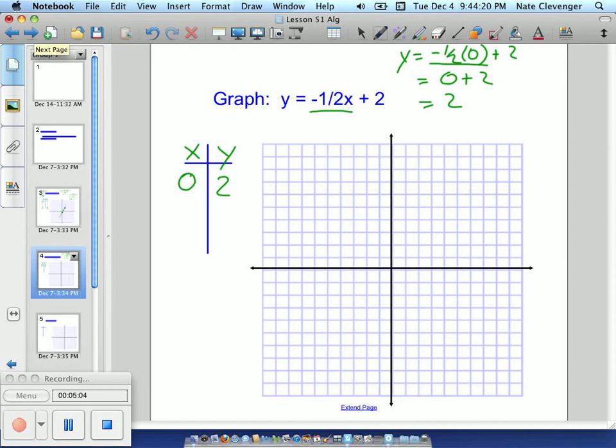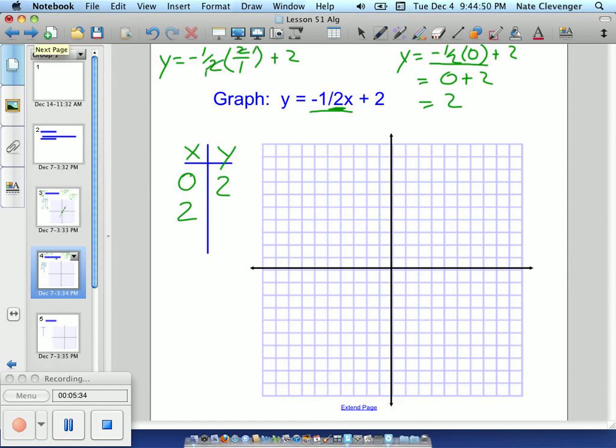Since it's a fraction though, I'm not going to use 1. I am going to use a multiple of the denominator. That way it'll do some reducing and get rid of that fraction. So a multiple of 2 is 2. So let's use 2 and plug that in. So I have y equals negative 1/2 times 2, and I'm going to put that over 1 because it's a fraction, then plus 2. This is going to cancel my 2's to 1.